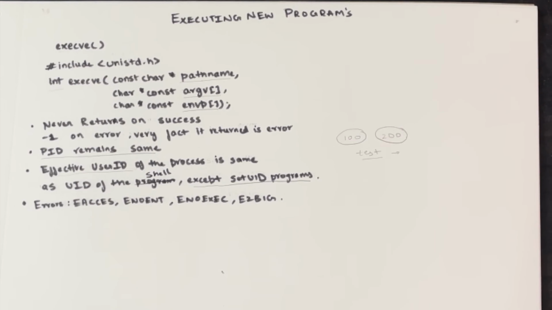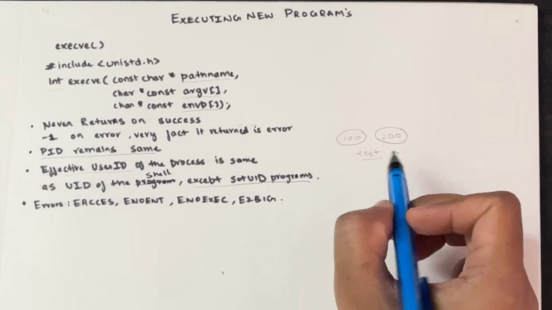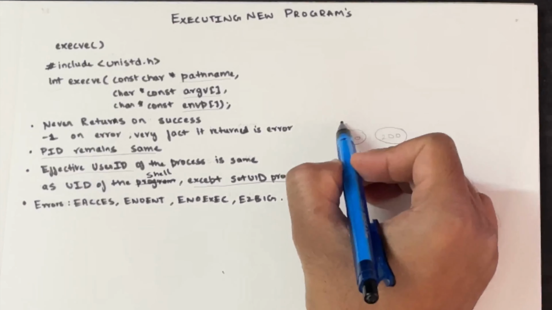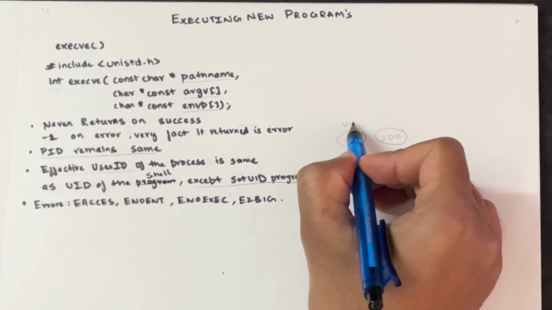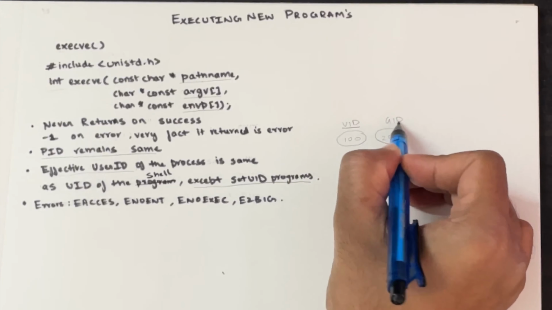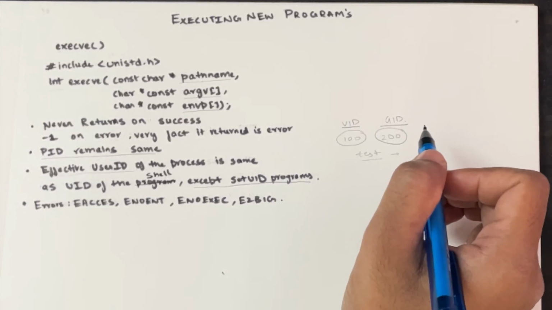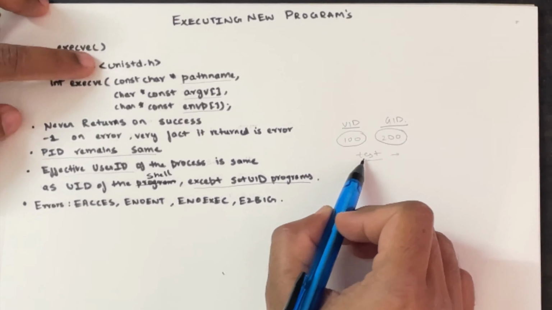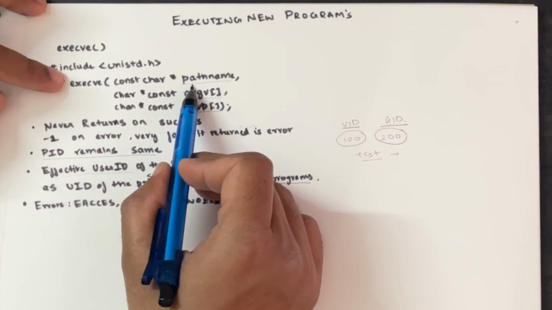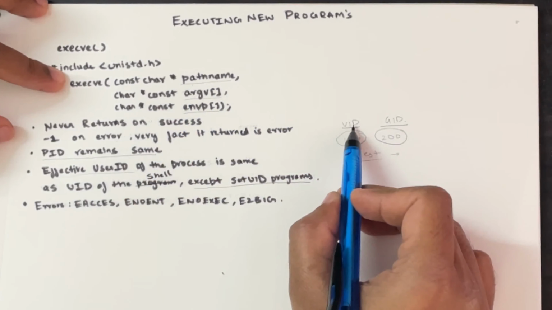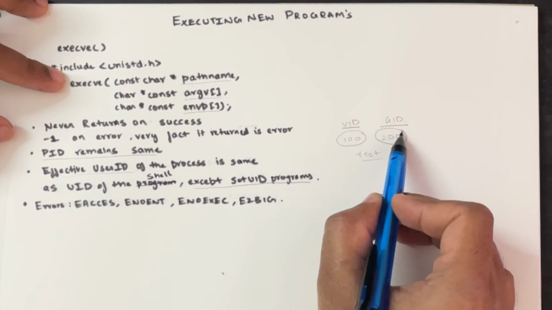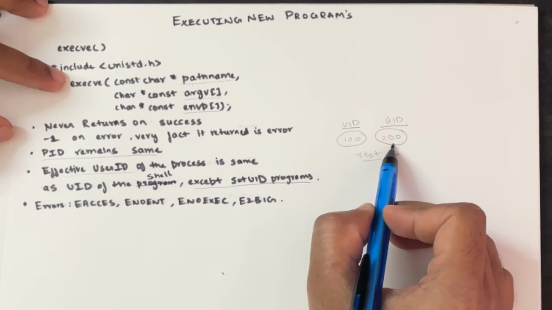This doesn't apply for setuid programs, where the effective user ID is now changed to the owner's user ID of the program we are executing. So for example, there is a test program file with a UID of 100 and group ID of 200. If we pass this test as a pathname argument to execve, then the effective user ID would be changed to the user ID 100, and the effective group ID would be changed to group ID 200.